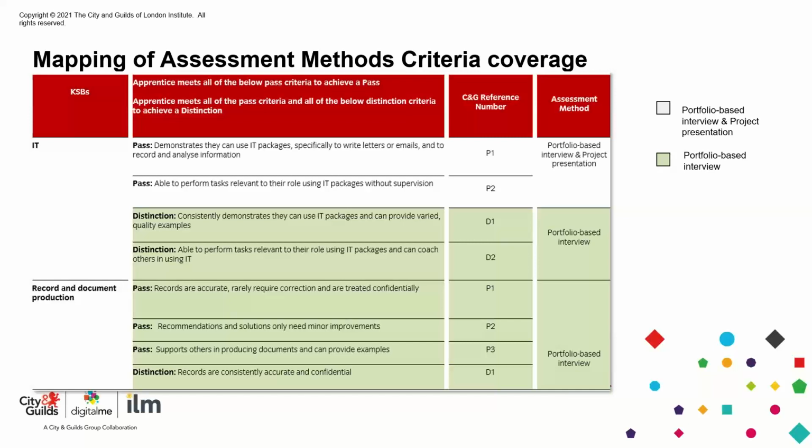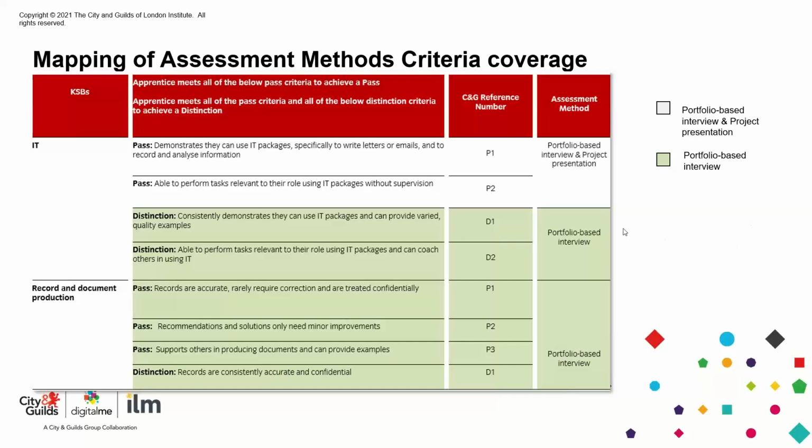When you see the white background, what it means is that those particular passes or distinctions, in this case these 2 passes, will be covered through the portfolio-based interview as well as the project presentation. So both P1 and P2 will be assessed in both methods. While, for instance, the 2 distinctions within the IT module, which are highlighted in green, will be assessed only as part of the portfolio-based interview.